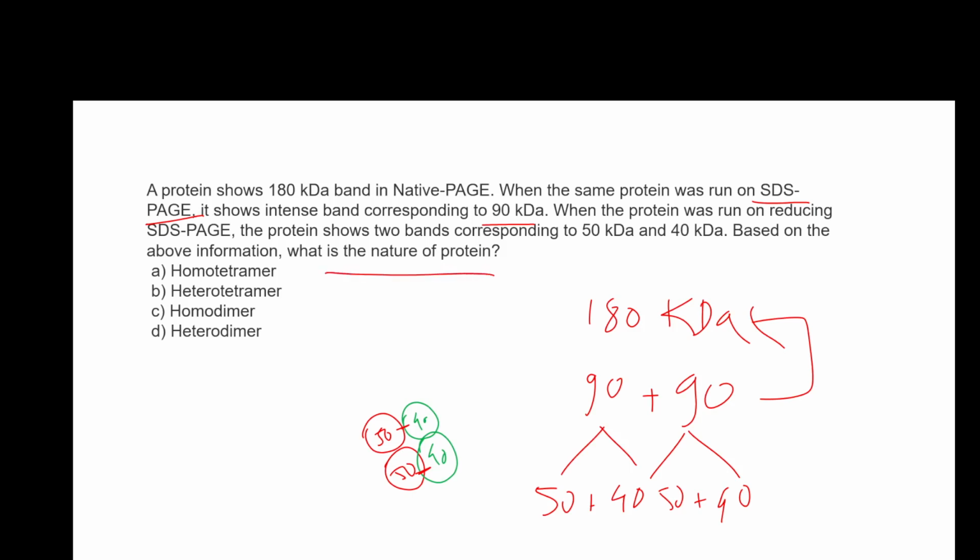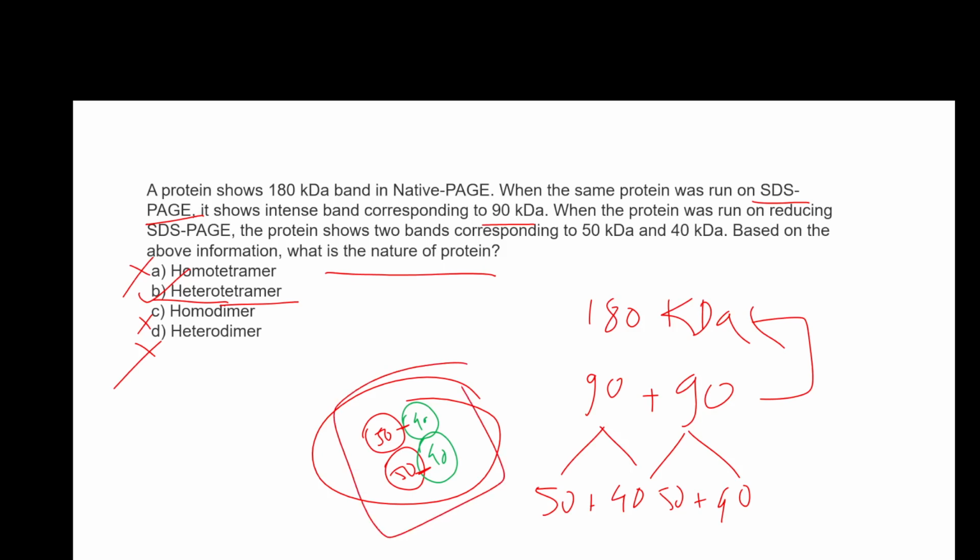So is the nature of the protein a homotetramer? No. Even though it is a tetramer, all the units are not the same. That is why it is not a homotetramer. Then we have heterotetramer. Yes, it is a tetramer with different kinds of units. That is why it is a heterotetramer. It is not a homodimer, and it is not a heterodimer either. It is a 4-subunit protein, that is why it is a heterotetramer.